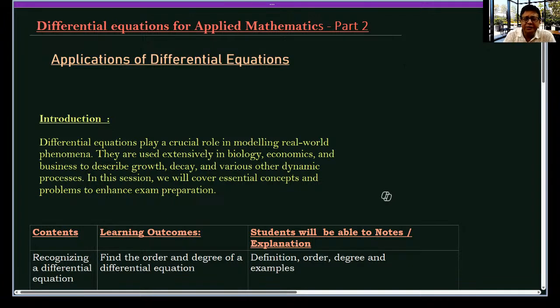Just before starting the session, I would like to tell you that most of you are commerce and arts students. Biology is not in your syllabus, nor physics also. So any problem where concept of physics and biology is involved, solution of it is not expected from you.